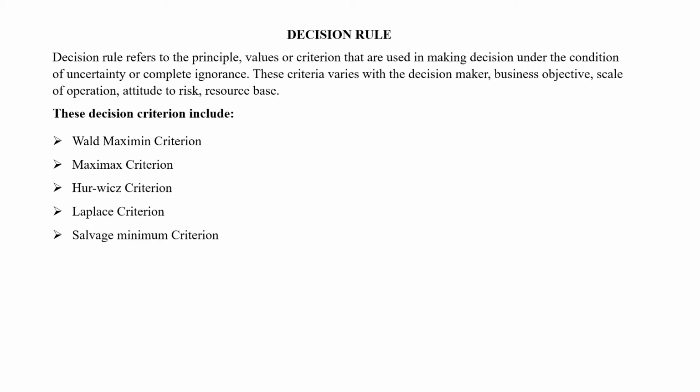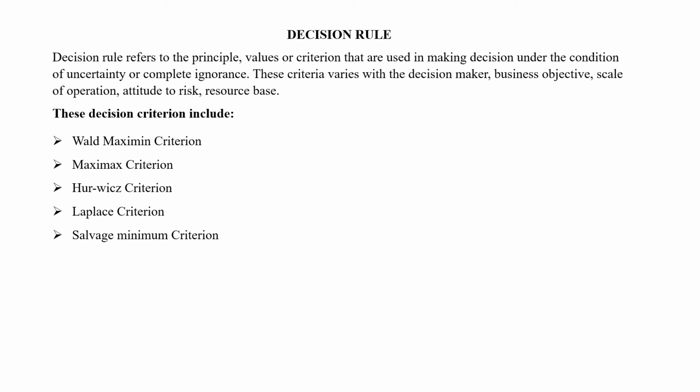Decision rules refer to the principles, values, or criteria that are used in making decisions under conditions of uncertainty or complete ignorance. This implies that a decision rule is employed when an individual is facing more than one alternative course of action without knowing with certainty the outcome and the result of this action. In that case, the individual employs a decision rule.